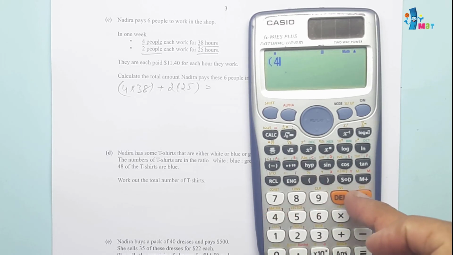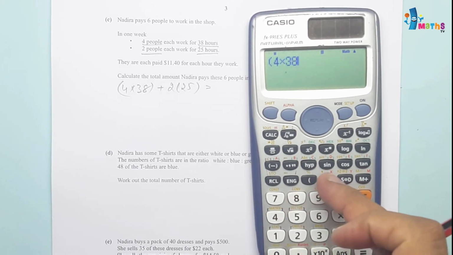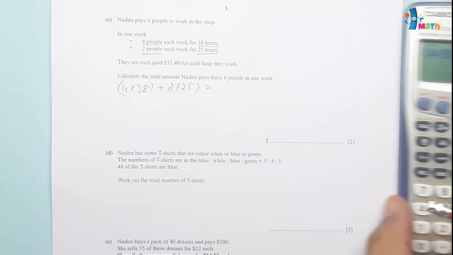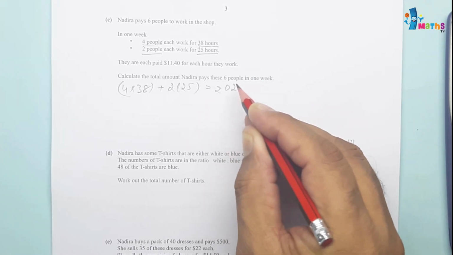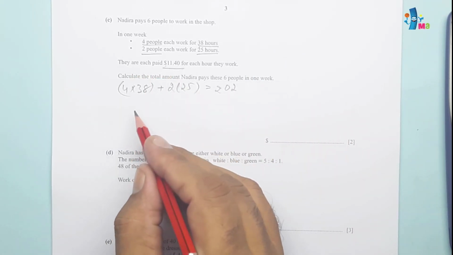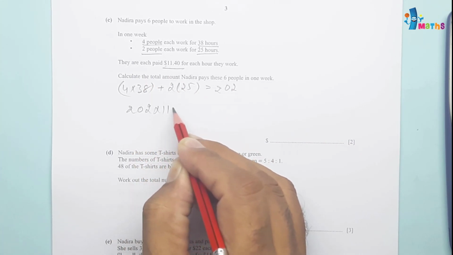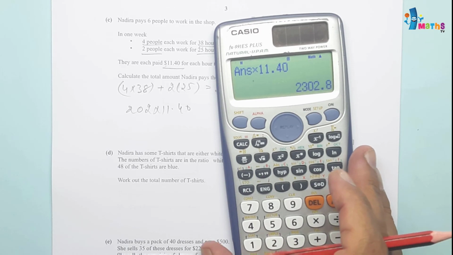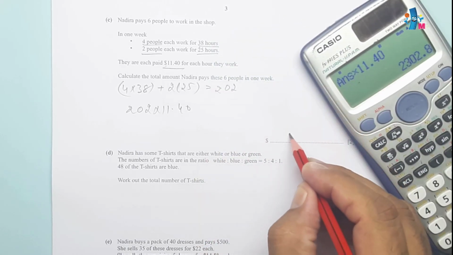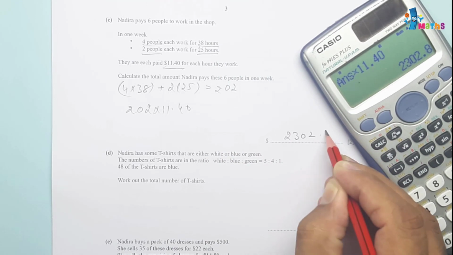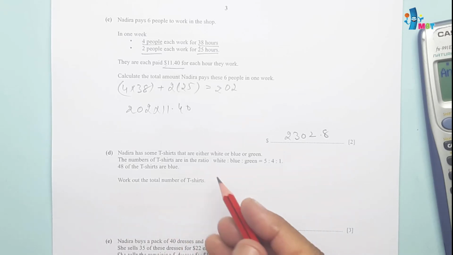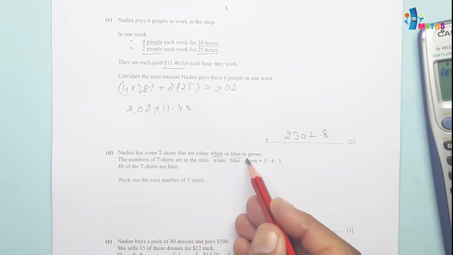So 4 multiplied by 38 plus 2 multiplied by 25 will be equal to 202 hours, and payment is this one for each hour. So 202 multiplied by 11.40 will be equal to 2302.8. So our answer will be 2302.8 over here.